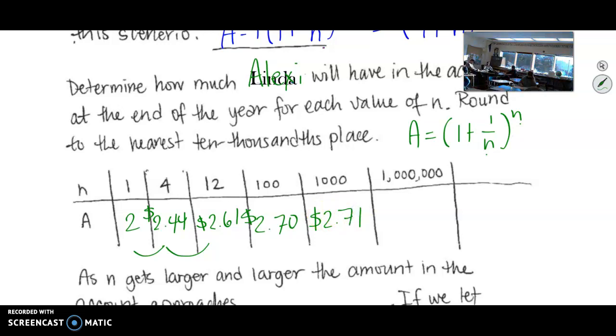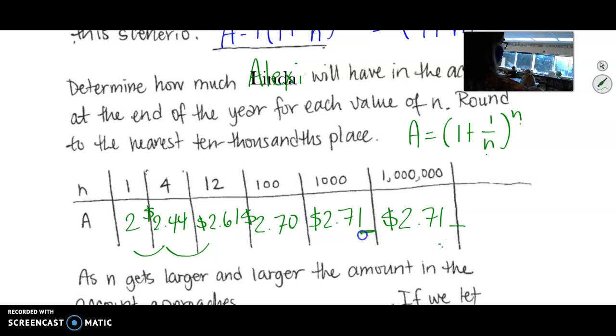How about 1,000,000? Karenza, do you have 1,000,000? 2.72. Somebody. No. Well, tell me what it is. It went down. It doesn't go down. I guarantee you that. 6 zeros. Anybody got it? 2.71. What's the next digit? 8. So it's okay. So look, it went up.